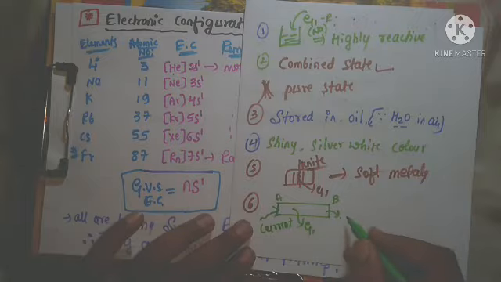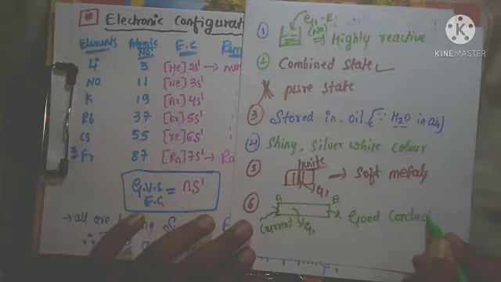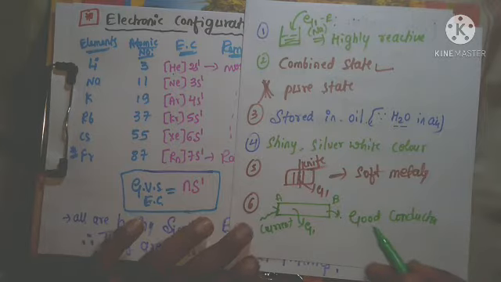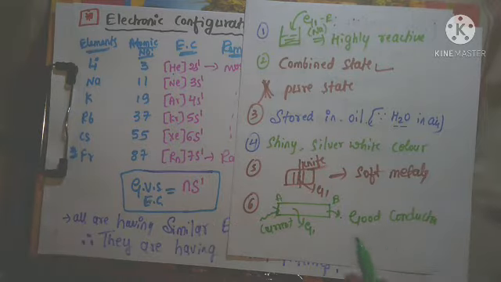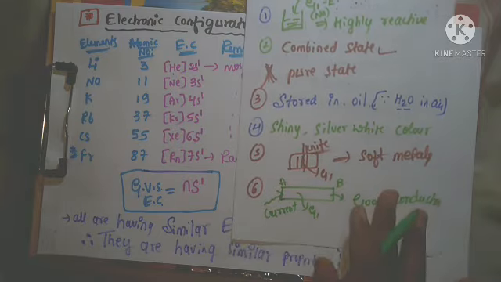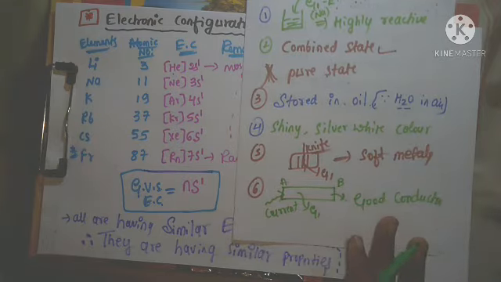Because these group 1 elements are good conductors of heat and electricity, or simply I can say electricity. Simple one. They are good conductors. Group 1 elements are good conductors, therefore current can easily flow from one point to another point in the case of the group 1 elements.